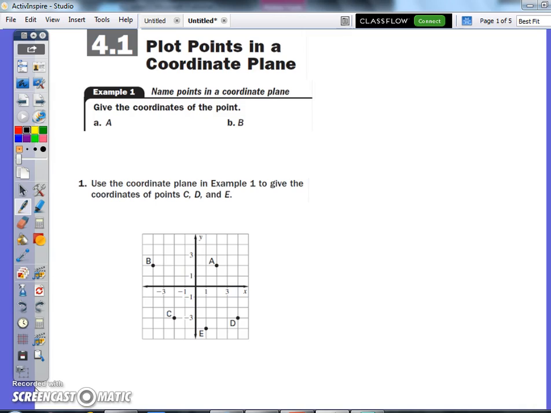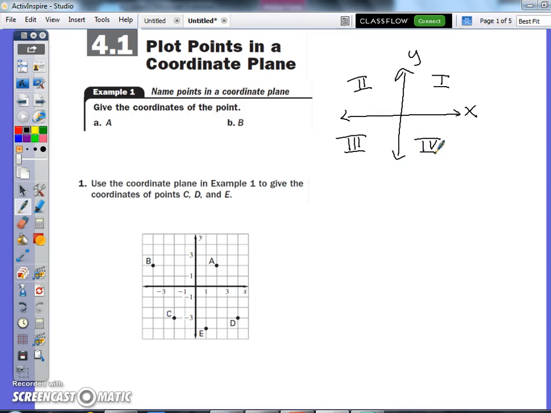Not new, but you're going to need to take down these notes. A couple side things you need to write down. Coordinate plane is made up of two axes. They are the x-axis, which is horizontal, and the y-axis, which is vertical. And you have four quadrants. They are quadrant 1, quadrant 2, quadrant 3, and quadrant 4.